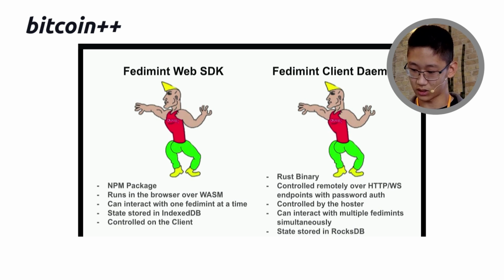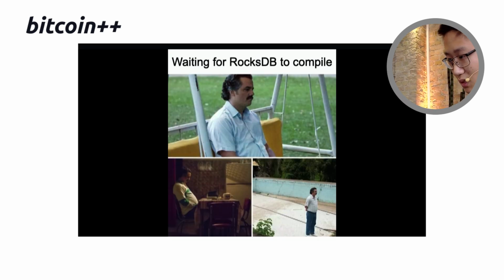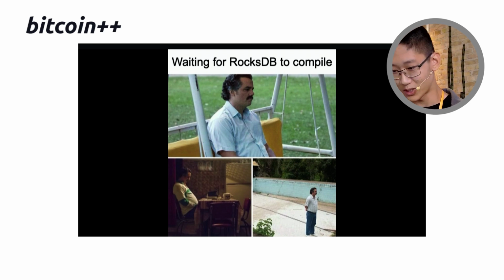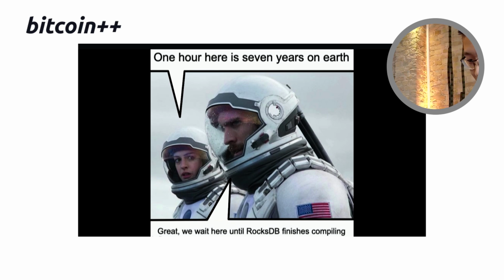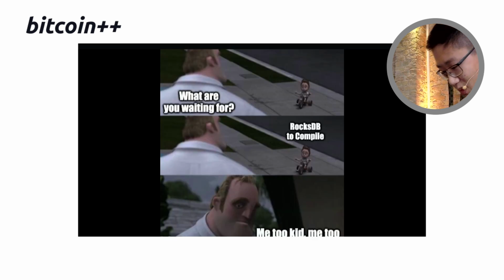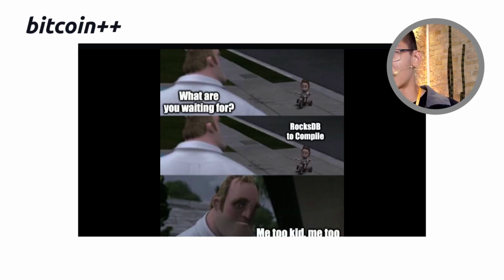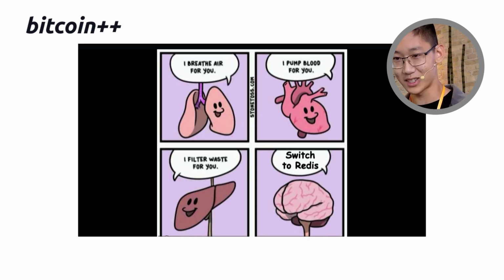Finally, the state is stored in RocksDB, everyone's favorite database. So I know it's fast, it's efficient, great logging, by the way. I mean, it's optimized for SSDs, flash storage. ChatGPT told me that. And overall, it's just an amazing database and the sponsor of today's talk.